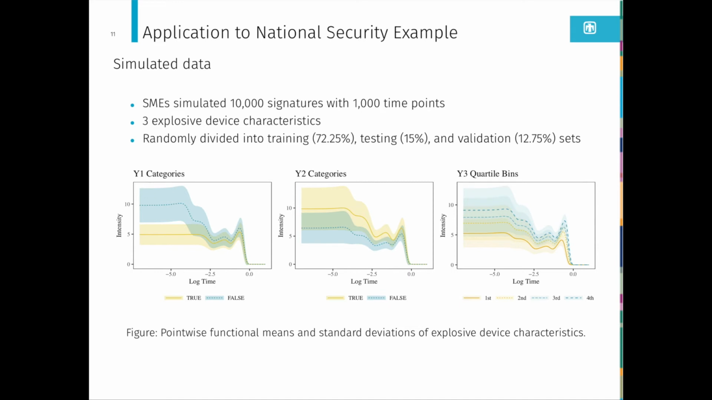The middle figure corresponds to Y2. It shows that Y2 affects the intensity of the signature over the entire time period. In particular, when Y2 is true, the intensity is higher than when Y2 is false. The figure on the right corresponds to Y3. The plot here shows the point-wise functional means for the 4 quartile bins of Y3. This plot shows that Y3 affects both the intensity of the signatures over the entire time period and the timing of the peaks. The larger Y3 is, the higher the intensity of the signature and the later the 4 peaks occur.